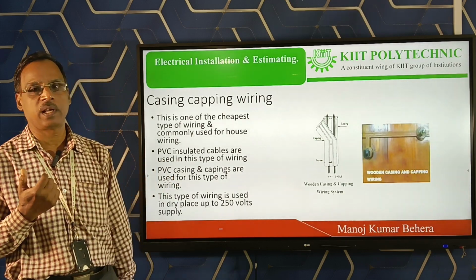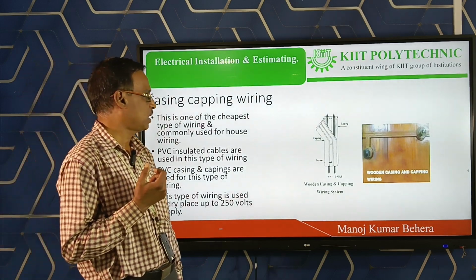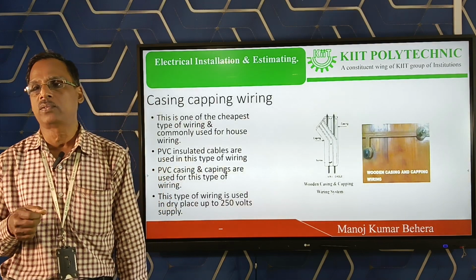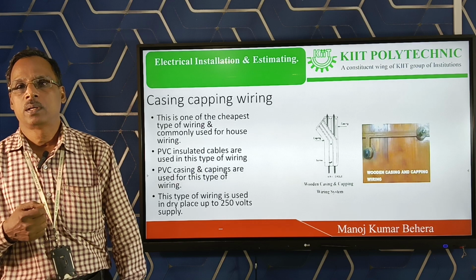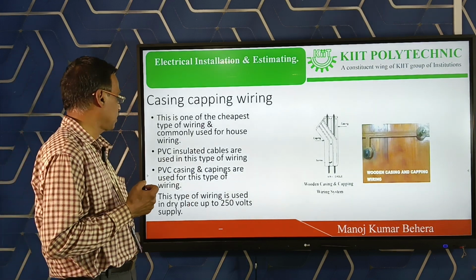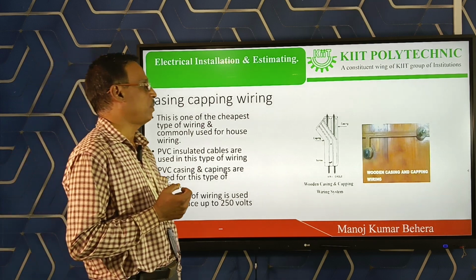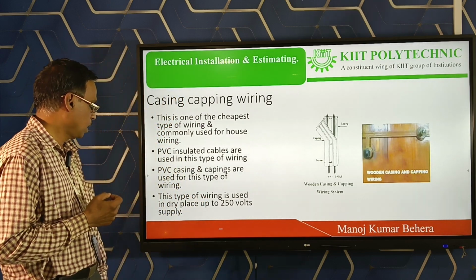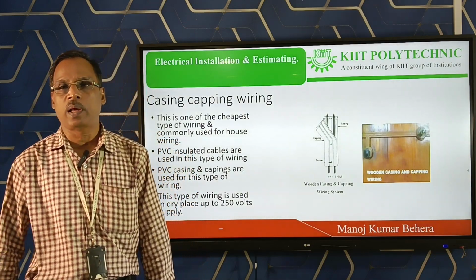Next type of wiring is casing capping wiring. This is one of the cheapest types of wiring. Earlier wooden casing capping was used, but nowadays casing capping is made of PVC. There are different types of casing cappings. Inside this, PVC conductors are used. Generally we can use up to 230 volt supply.